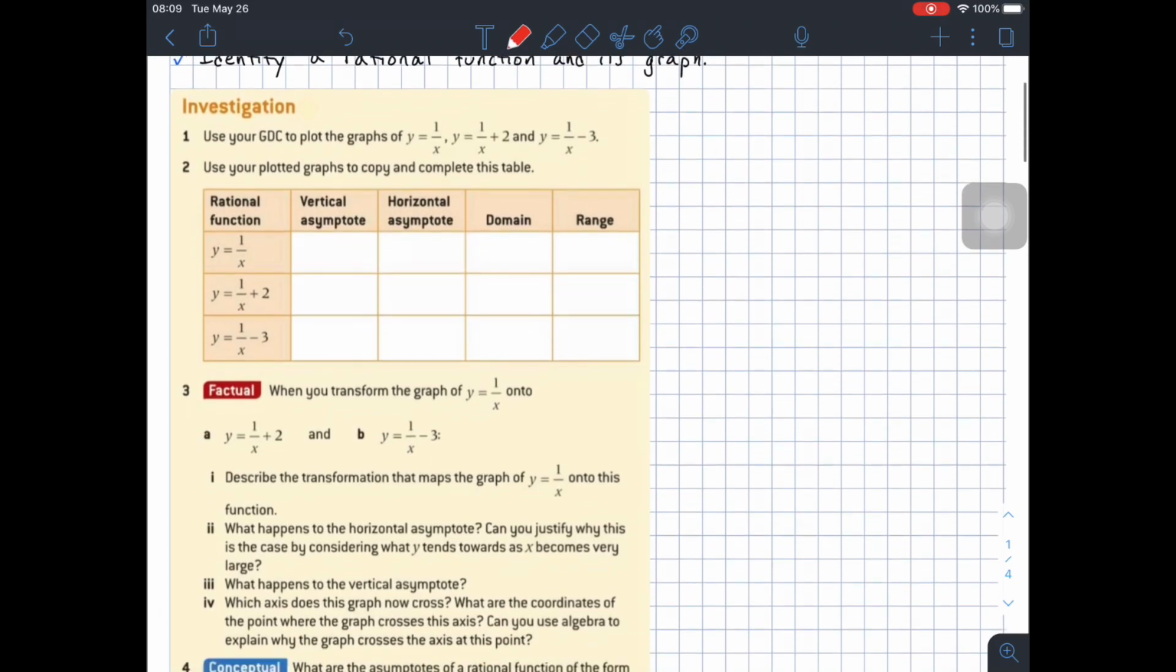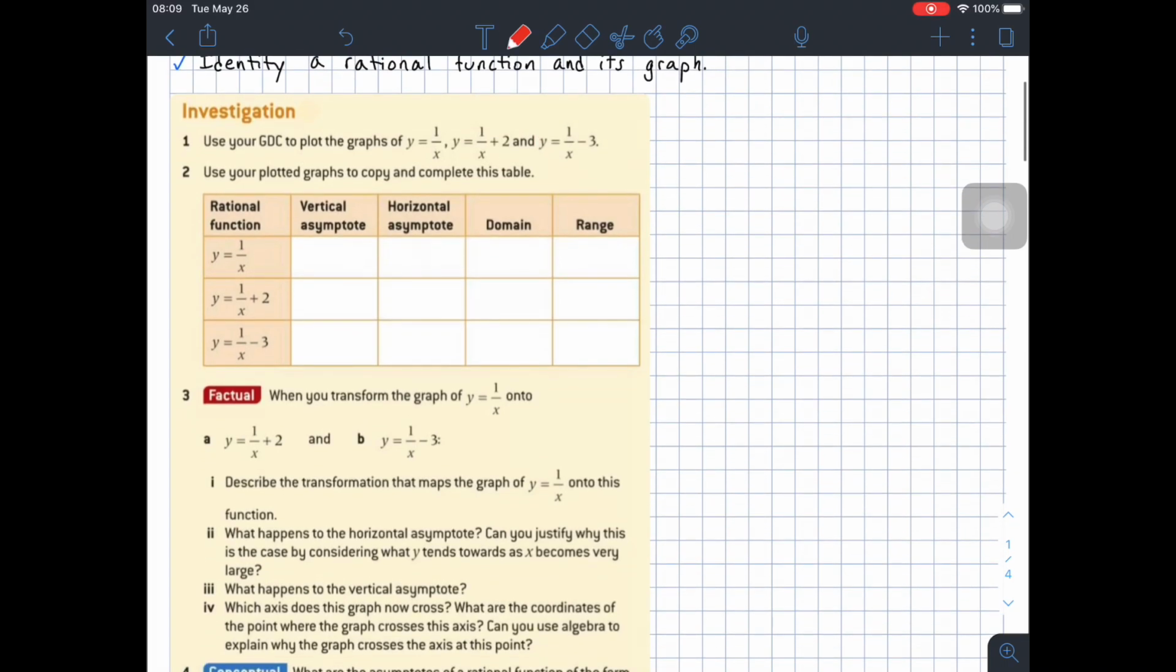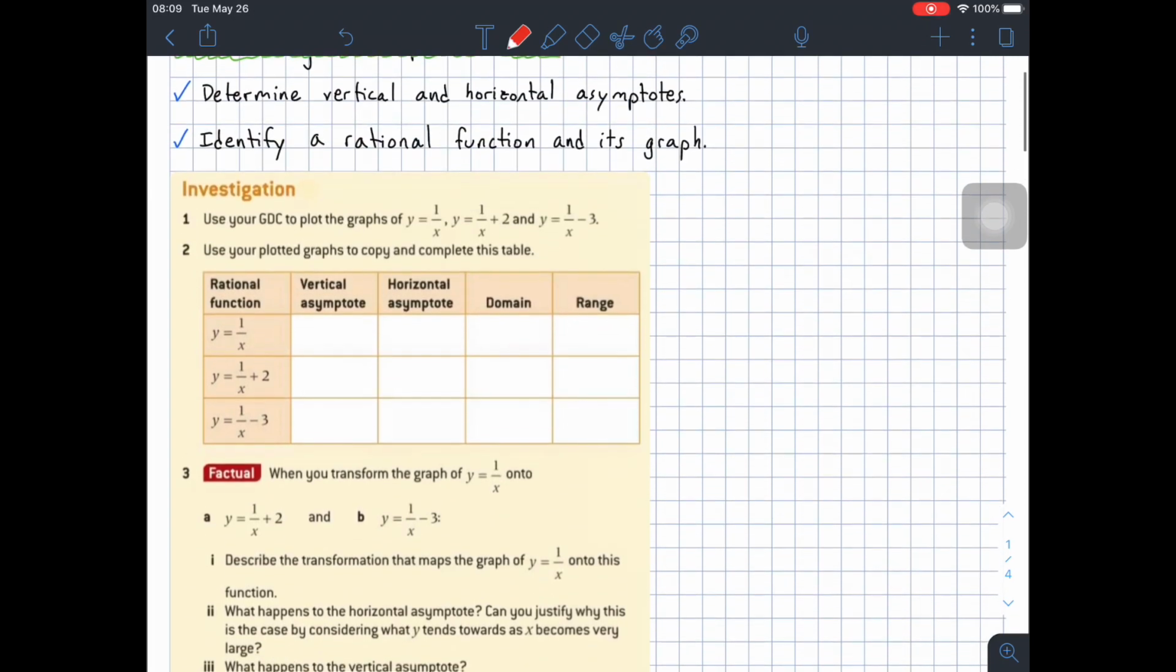So for the first investigation, it says, use your graphic display calculator to plot the graph of y equals 1 over x, which is the parent function of a reciprocal function, then y equals 1 over x plus 2, and y equals 1 over x minus 3. So we're going to start by doing that. I'm going to use Desmos. You can use your calculators if you want to follow this in order to plot these graphs.